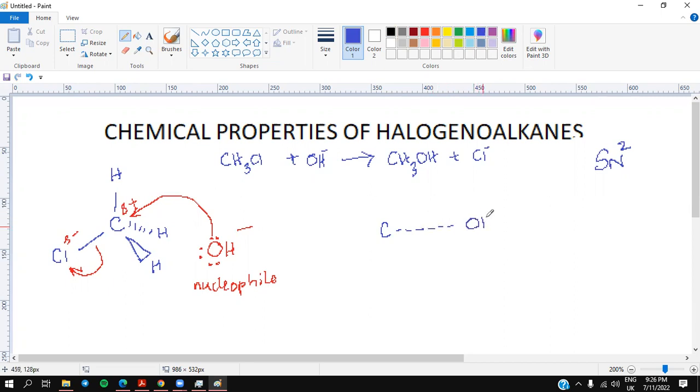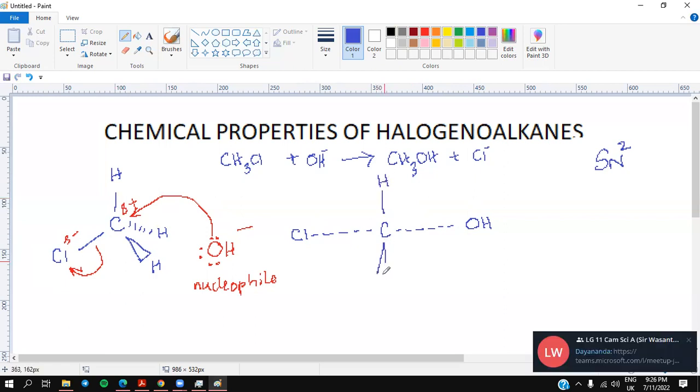That bond is being formed. And then on the other side, the carbon-chlorine bond is breaking. Now, there are 3 bonds: hydrogen, hydrogen, hydrogen. On the left-hand side, chlorine is there. On the right-hand side, OH is there. Because of the repulsion given by this chlorine and OH, the 3 hydrogen atoms come in a planar manner right in the middle. 1 hydrogen, 1 hydrogen.